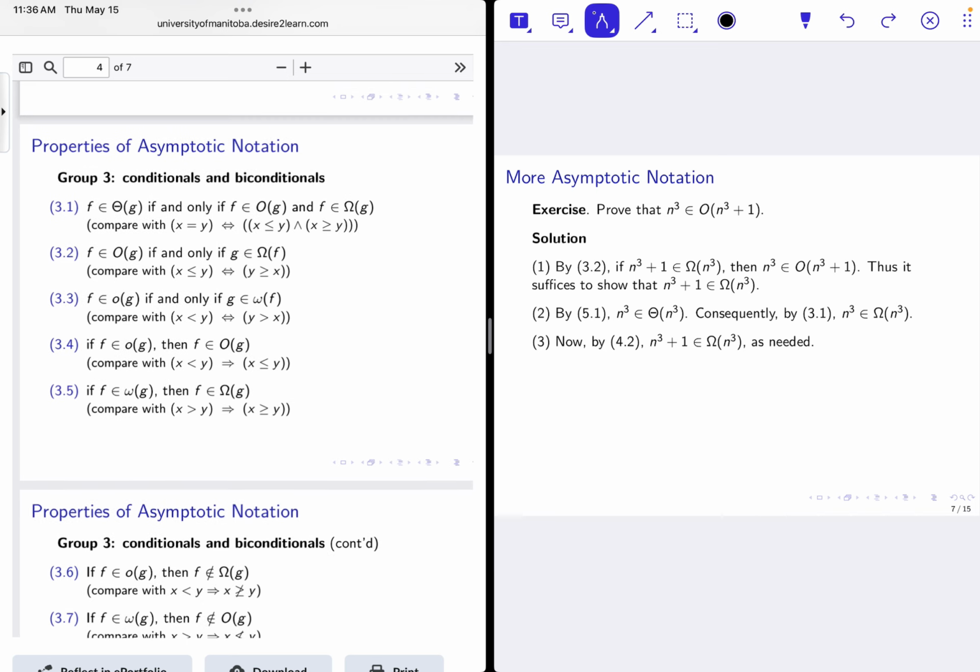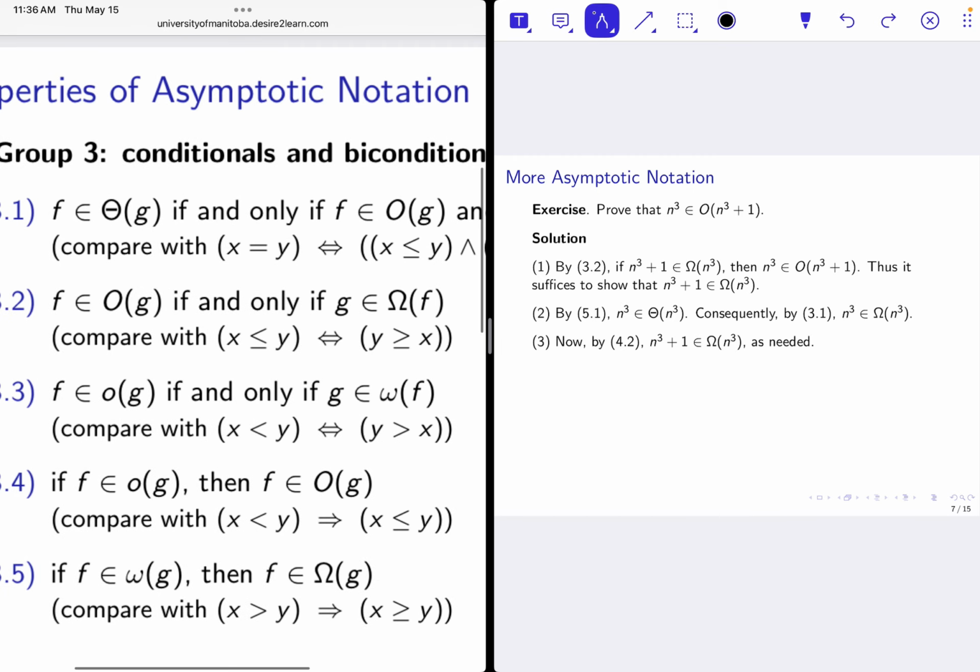So fact 3.2, can I zoom in? Yeah. Says that f is in big O of g. Remember, these are short forms for f of n is in big O of g of n and stuff. If and only if g is in big omega of f. Well, that's cool.